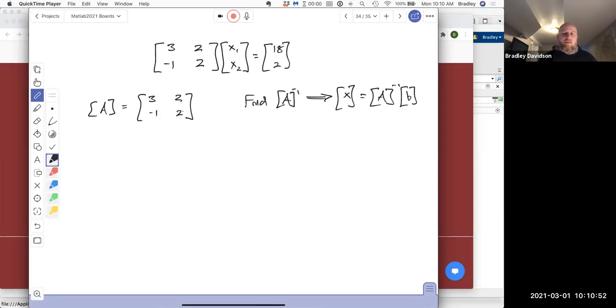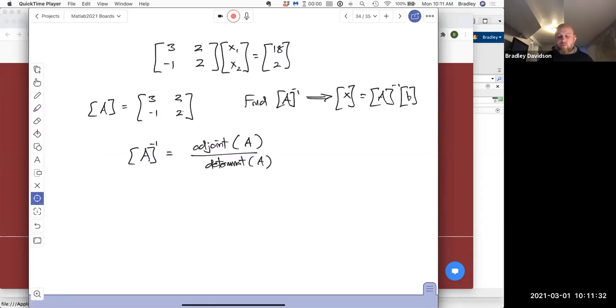All right, so to find the matrix inverse, we're going to use two different methods. The first method is what we're going to use by hand. Then we'll show you how to do that in MATLAB with the built-in functions, and we'll just use the INV function in MATLAB. The definition we're going to use is where the matrix inverse is equal to what's called the adjoint of the matrix A divided by the determinant of matrix A.